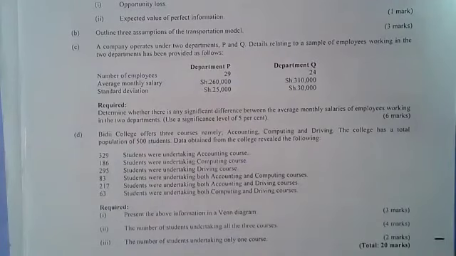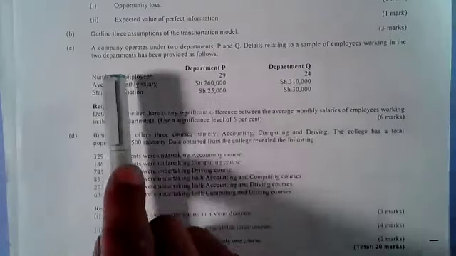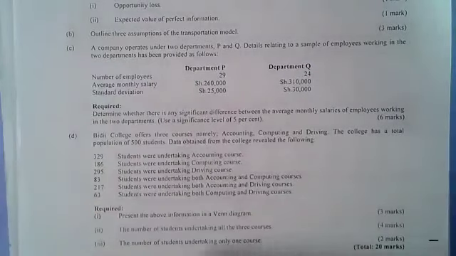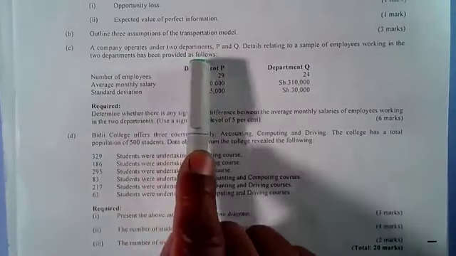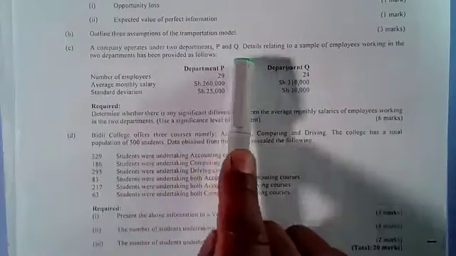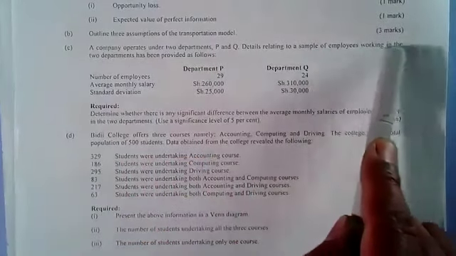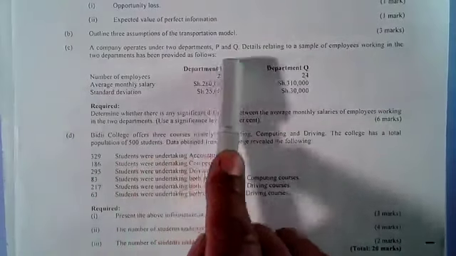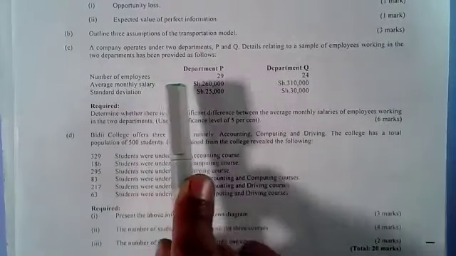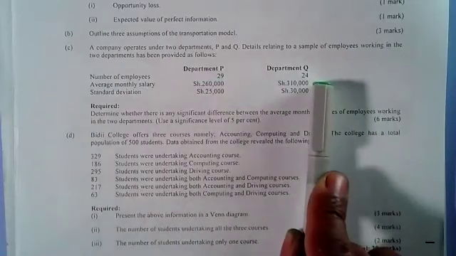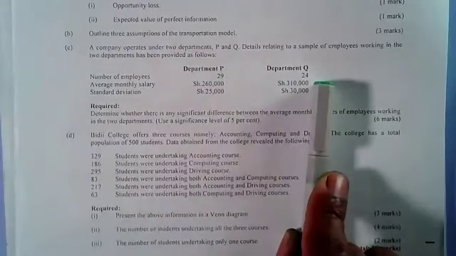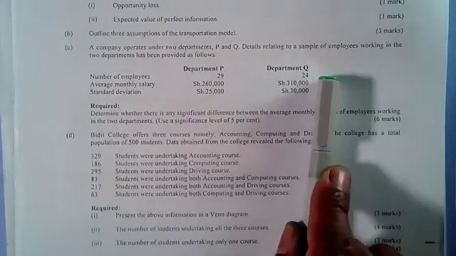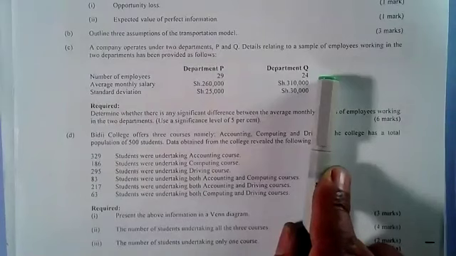And we are told that a company operates under two departments, P and Q. Details relating to a sample of employees working in the two departments have been provided as follows. Tumepewa number of employees, 29, 24. You see, in this case, number of employees will be our N. And our N, you can see we have 29 and 24, which is less than 30. So do we use T or do we use Z?